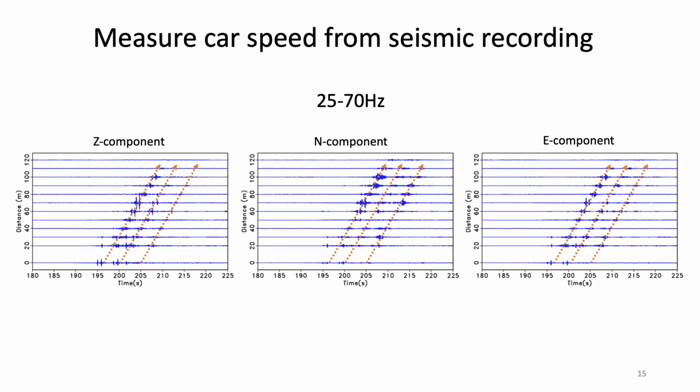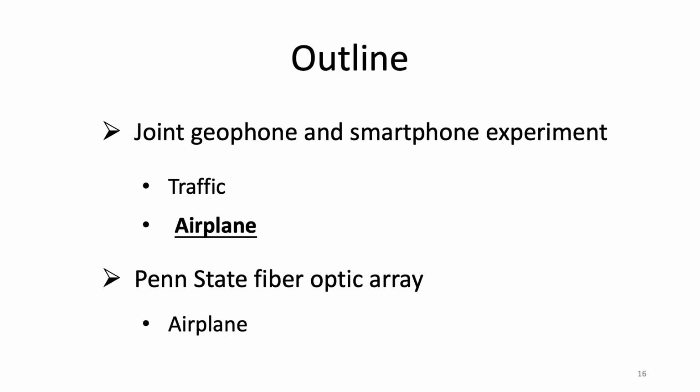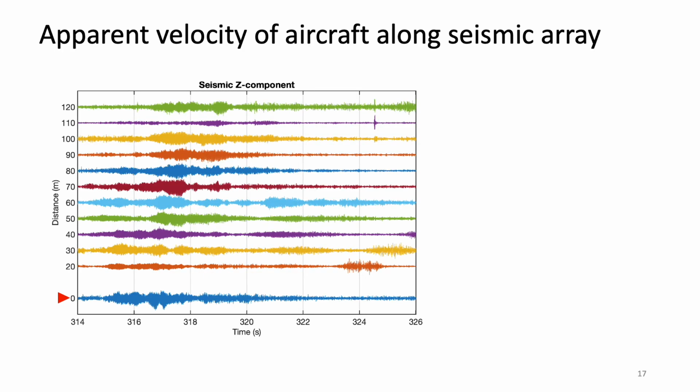Using the travel time and the distance, we can estimate the average car speed, which is 76 km per hour. Next part, we focus on the airplane signals. This profile shows the airplane-induced ground motion recorded by the seismic Z component. We can see a group of energy from the airplane propagates along the array.